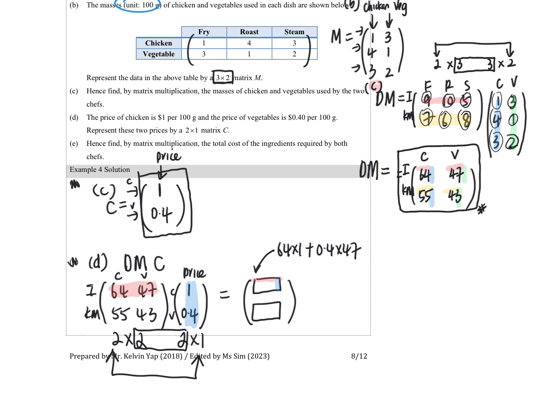32.8. 82. Yeah, like that. 82. 32. Then below is 82. 82.8. 82.8. Yeah.